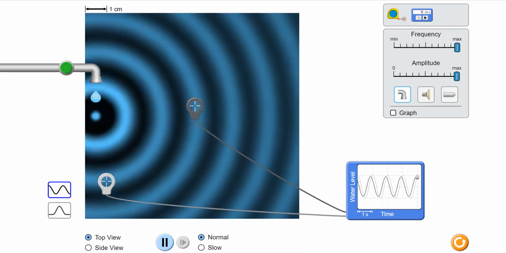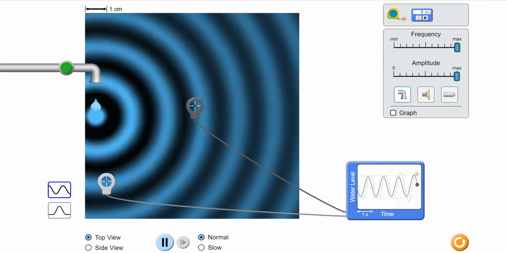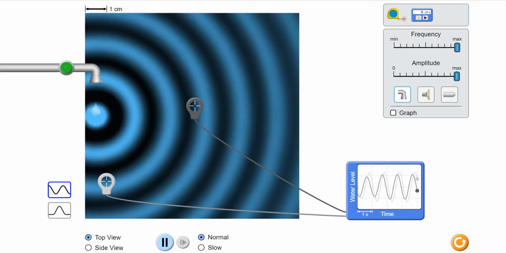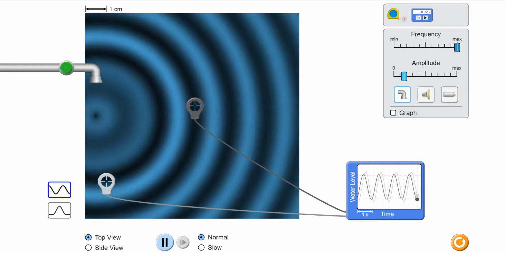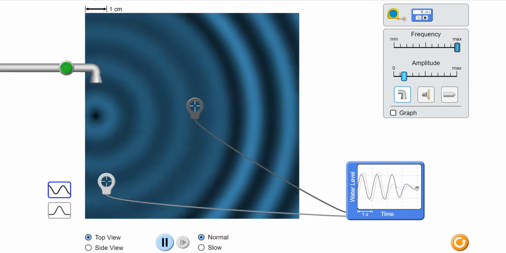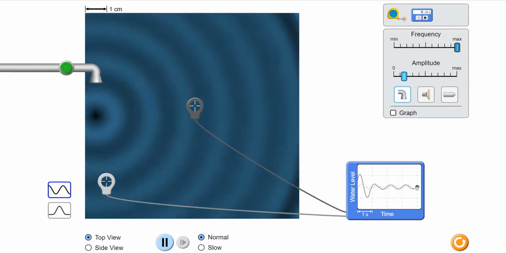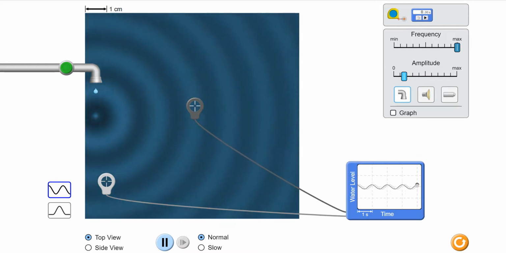The amplitude here, I'm going to cause the droplets to push down a little bit harder. You notice a little bit of difference in intensity here. The amplitude is now larger. I can decrease that amplitude as well. As the pulsing of the water gets not as intense, the water level doesn't oscillate back and forth as much. So that's the wave analogy.